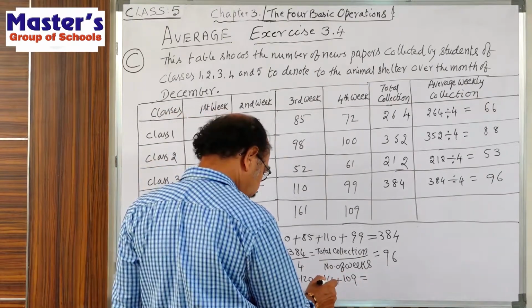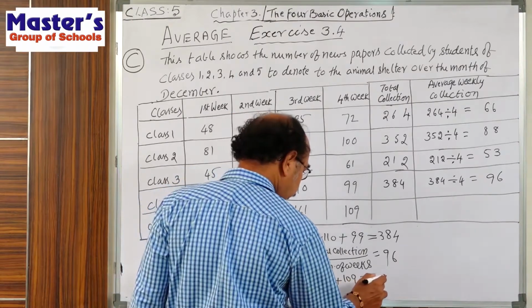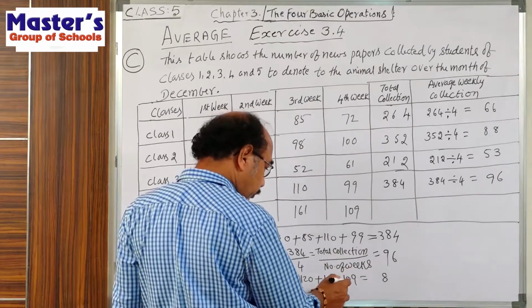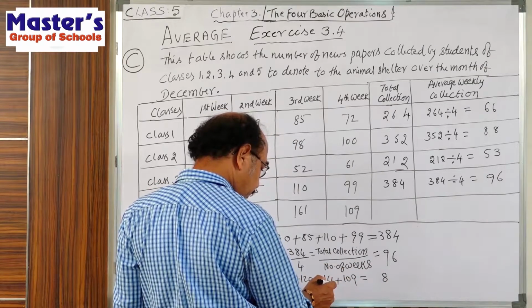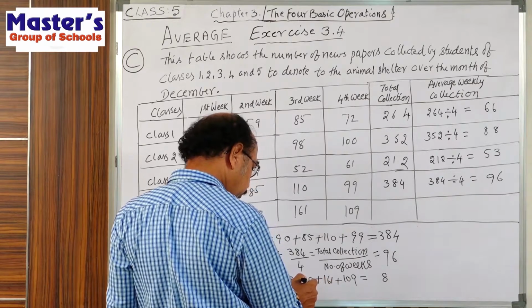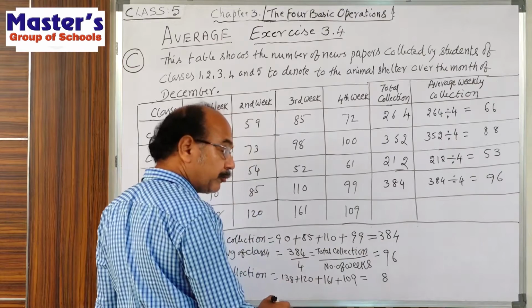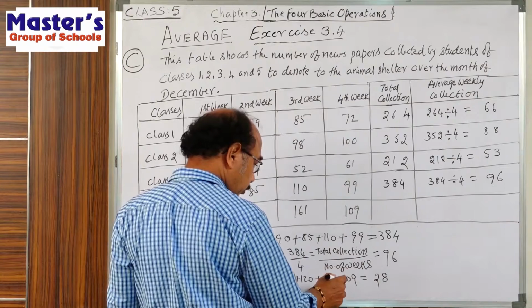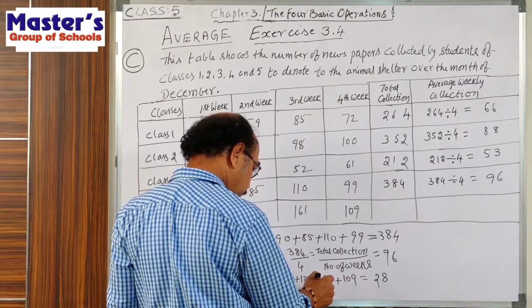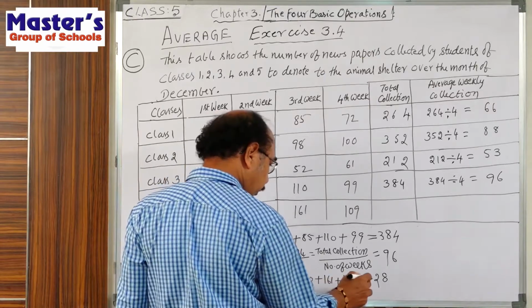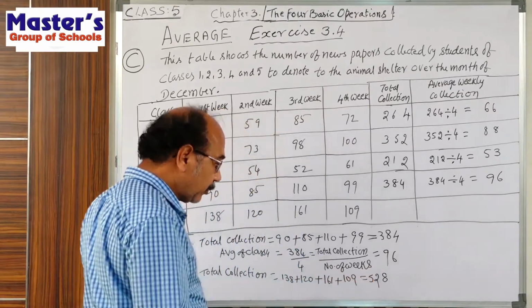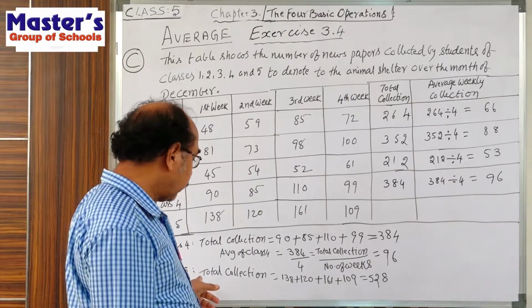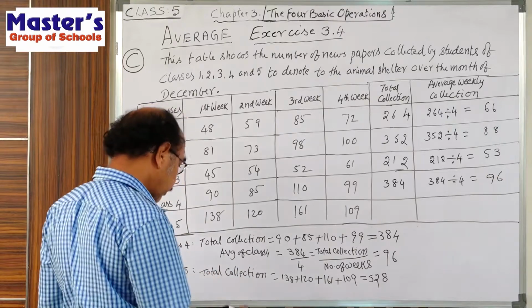9 plus 1 is 10, 10 plus 8 is 18. 1 is there, that 1 is to be carried to the tens place. 1 plus 0 is 1, 1 plus 6 is 7, 7 plus 2 is 9, 9 plus 3 is 12. 2, and 1 is there, that 1 is carried to the hundreds place. So 1 plus 1 is 2, 2 plus 1 is 3, 3 plus 1 is 4, 4 plus 1 is 5. 528 total collection for class 5.